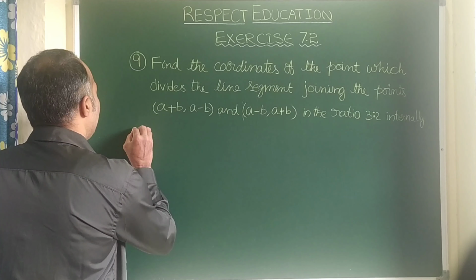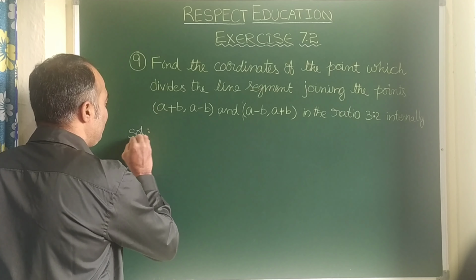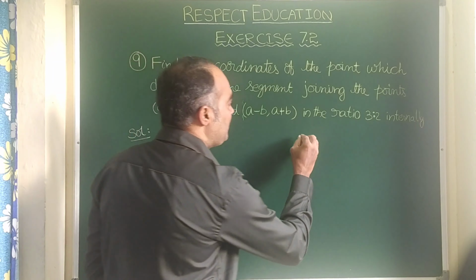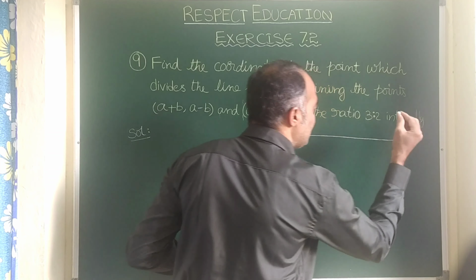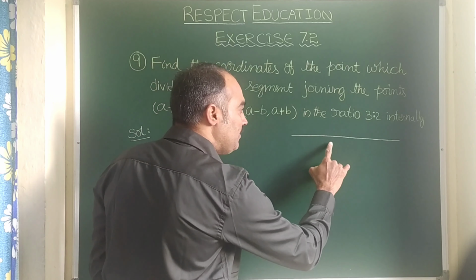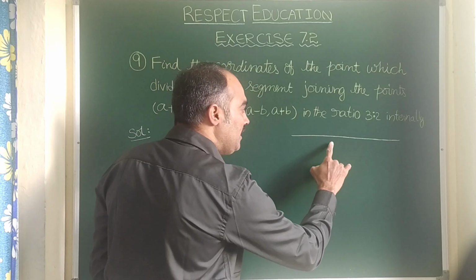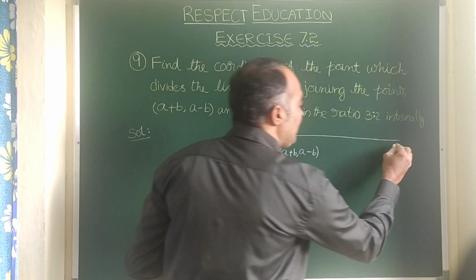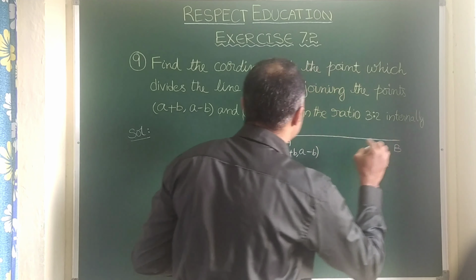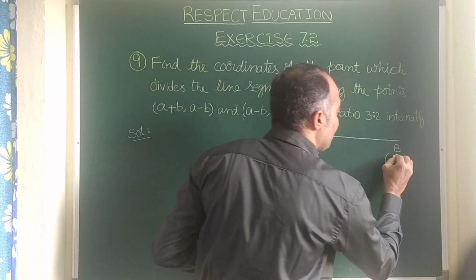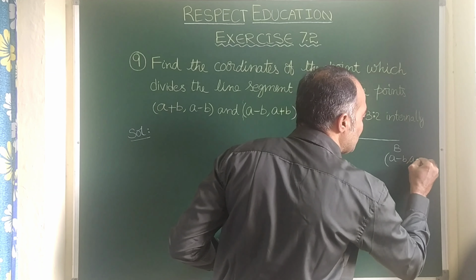So here let us understand the question clearly. There is a line segment. Let us take this as the line segment, joining two points. The first point is (a plus b, a minus b). Let us take this point as capital A. These are the coordinates of point A. And another point is capital B, whose coordinates are (a minus b, a plus b).